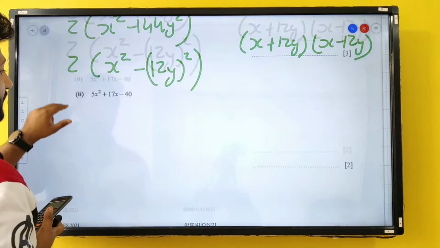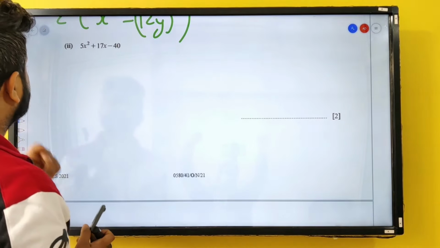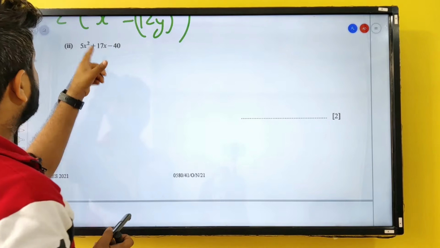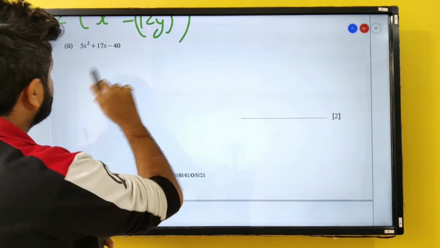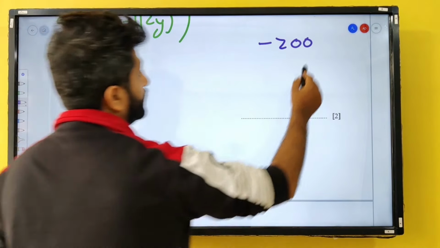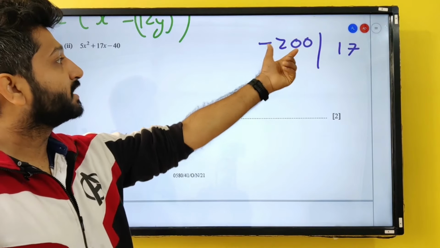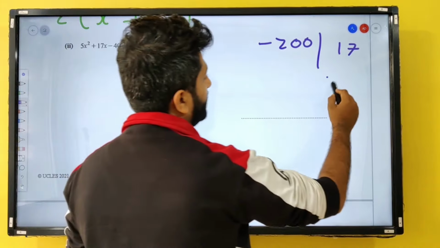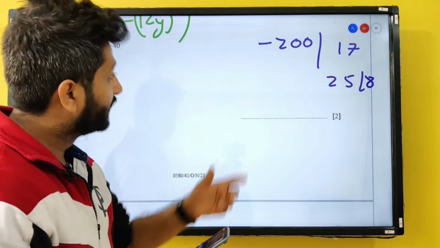Next, factorize this. We have 5x square plus 17x minus 40. We are supposed to split the middle term in such a way that when you multiply, you get the product of the first and last term, which is minus 200, and on adding, you should get 17. I think those are 25 and 8. 25 8s are 200, let me just confirm, yes.